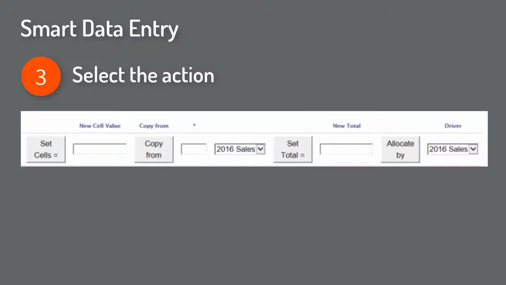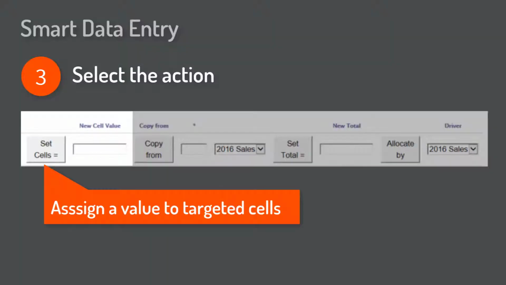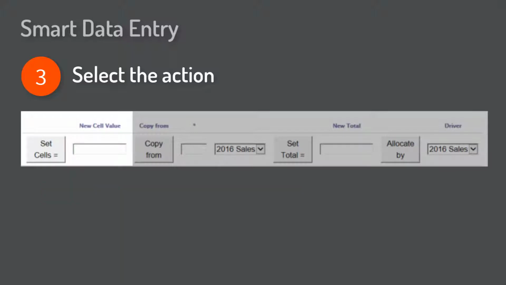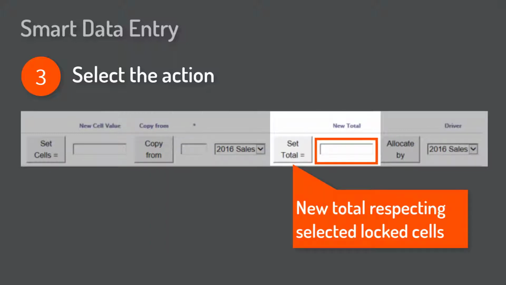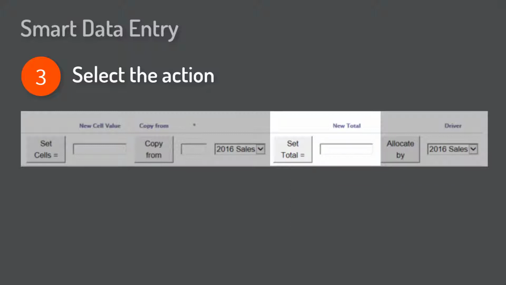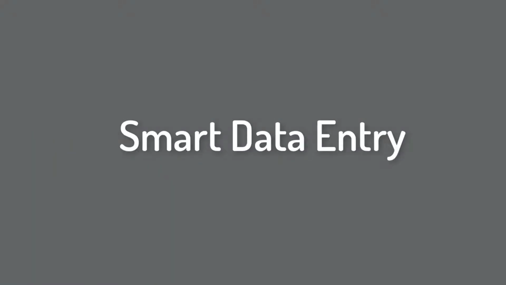Different actions are then proposed. Set cells to assign the same value to each selected unprotected cell. Copy from to replicate values from other data sources. Set total, which will recalculate unprotected cells to reach this new total. Allocate by, which will replicate a distribution from another data source while keeping the total. Here are some examples.